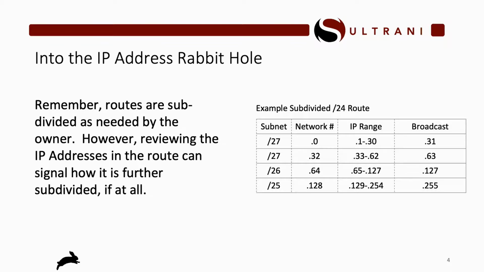Now, as a reminder, routes are subdivided as needed by the owner. So I mentioned earlier /24s are kind of common, but it wouldn't be unusual for a /24 to be subdivided. And here I've broken it up into two /27s, a /26 and a /25. And these would be the edges or the boundaries. And the edges are something we're going to be very, very interested in here soon. As you see here under the network piece, the edge here is a 0 and a 31 because you have to have that network and broadcast. They also have to have a gateway in there too, and we'll talk more about it here.